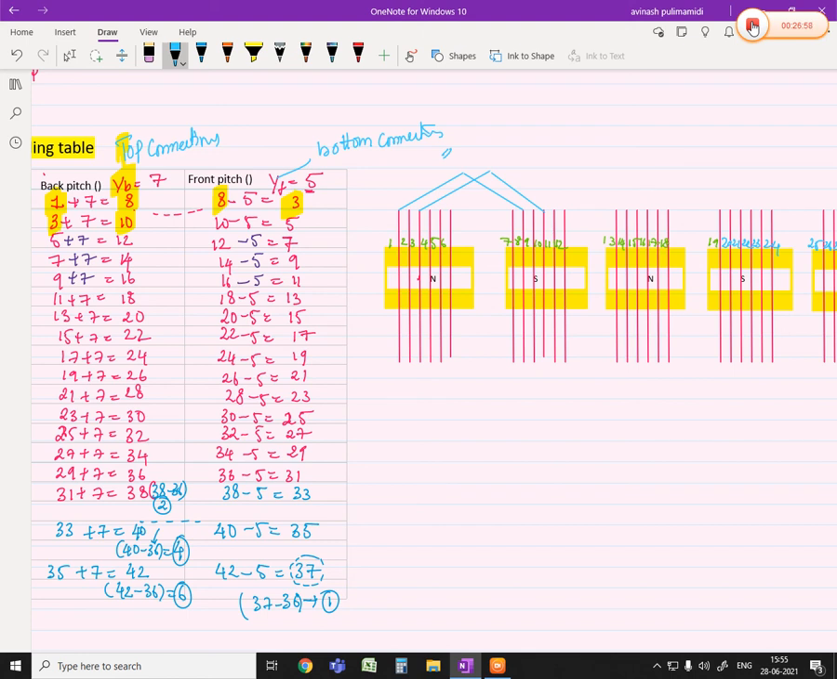For the next class, we'll extend this with the extension diagrams. Okay, thank you.